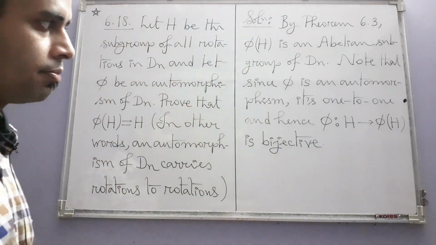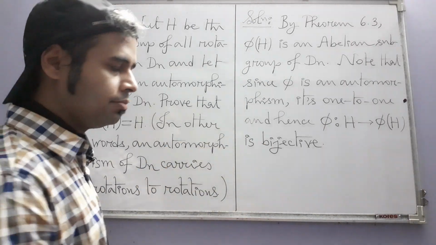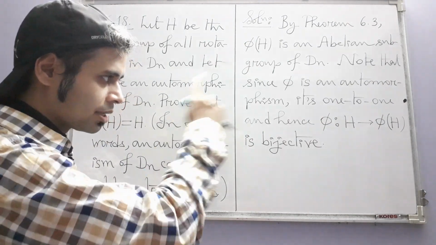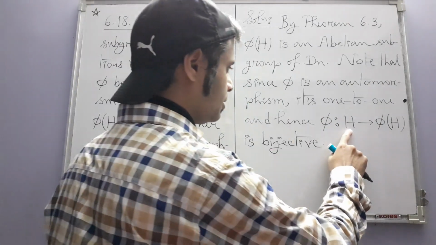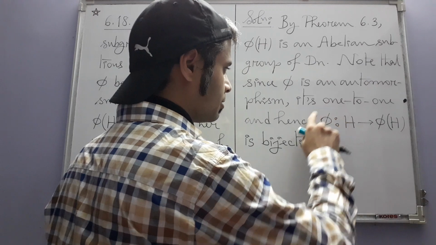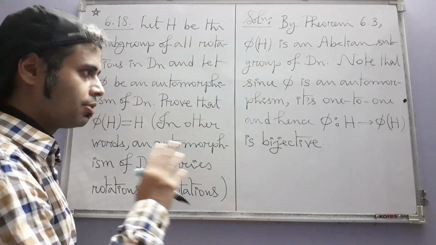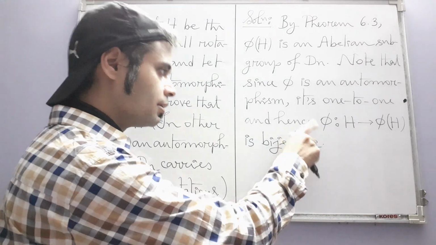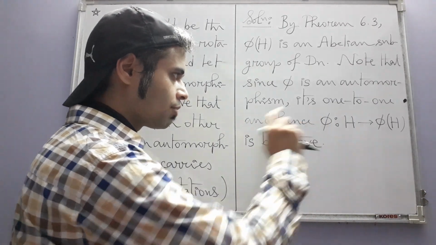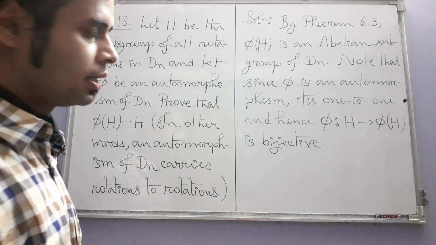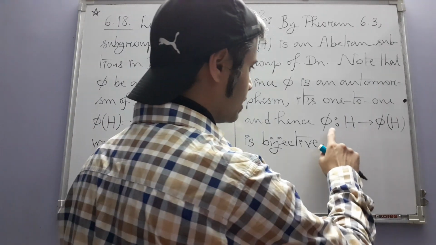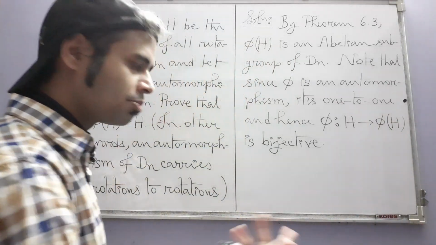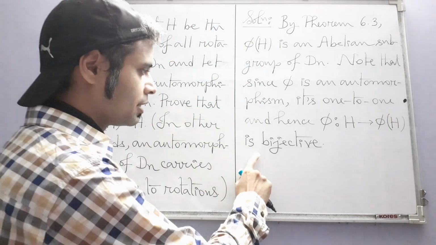What is this function? This is not the entire phi. We are restricting the original phi to the subgroup H from the entire group Dn. And we know that the restriction of any one-to-one function to a subset of the domain of that function is itself one-to-one. So that's how this function is one-to-one. And another thing is that since we are considering the image here, it is automatically onto. So that's how it becomes bijective.